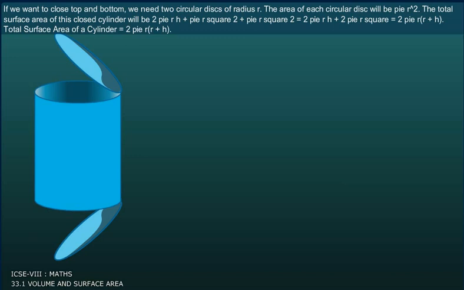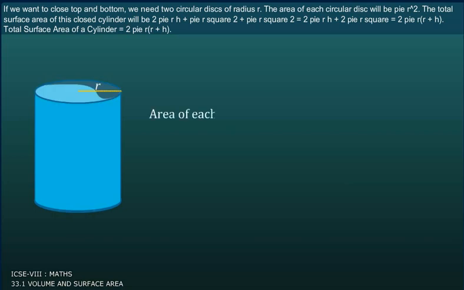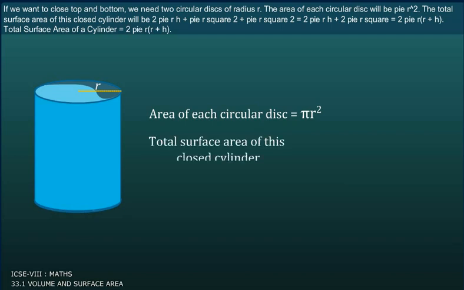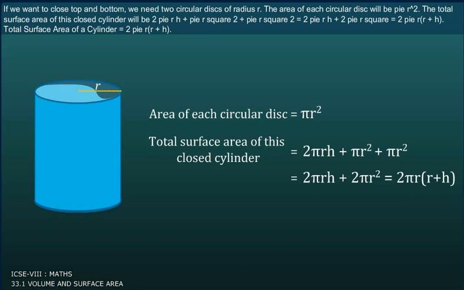If we want to close the top and bottom, we need two circular discs of radius r. The area of each circular disc will be pi r square. The total surface area of this closed cylinder will be 2 pi r h plus pi r square plus pi r square, which is equal to 2 pi r h plus 2 pi r square, which is equal to 2 pi r (r plus h). Total surface area of a cylinder is equal to 2 pi r (r plus h).